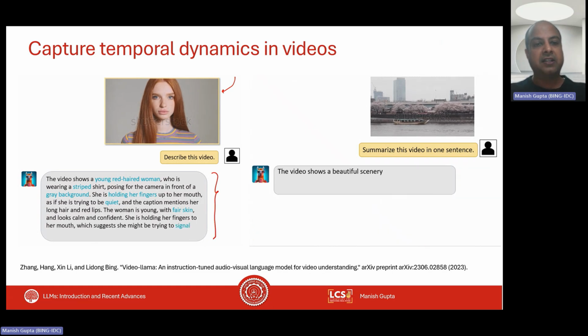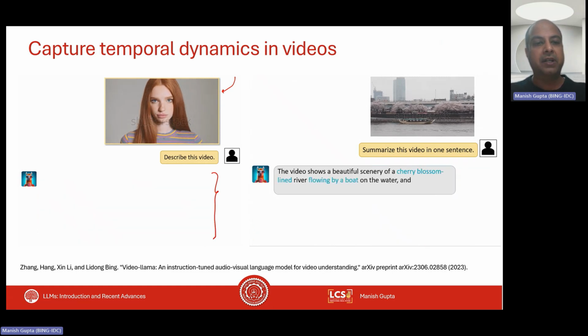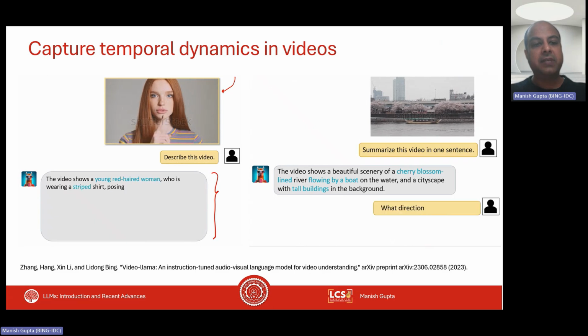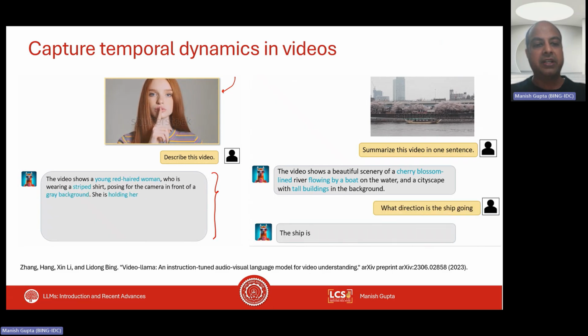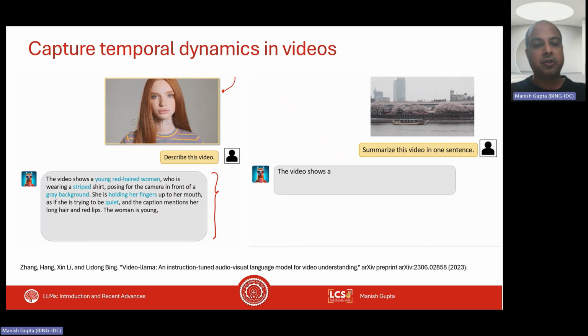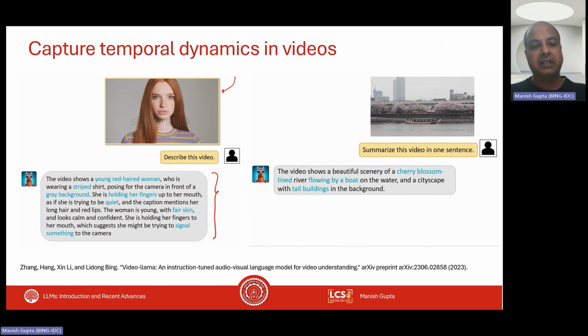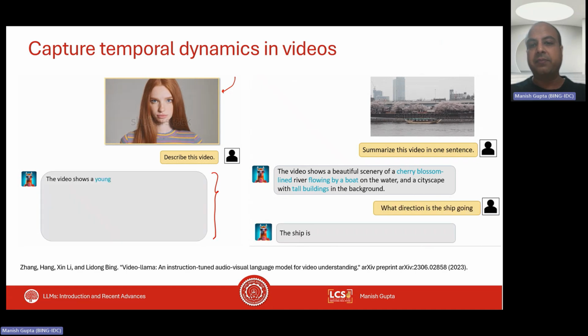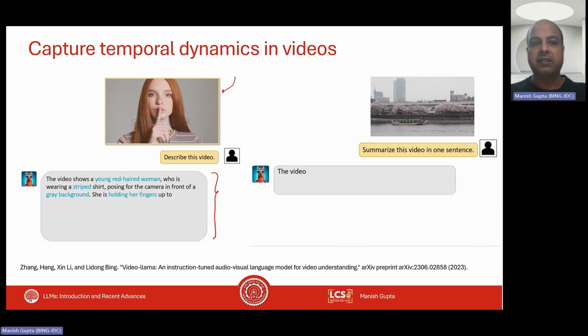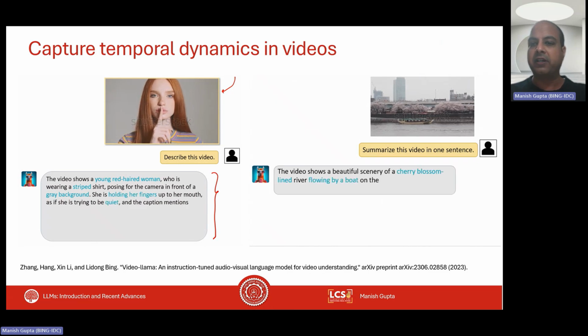It basically does not just say, hey, it's a young red-haired woman, big deal, but it also nicely tells many other details like striped shirt, posing for the camera, gray background, holding her fingers up to her mouth as if trying to be quiet, and describing the lips and the hair and the skin and everything. Trying to signal something and so on. So extremely deep details, as one can observe, right? As a human, one can observe.